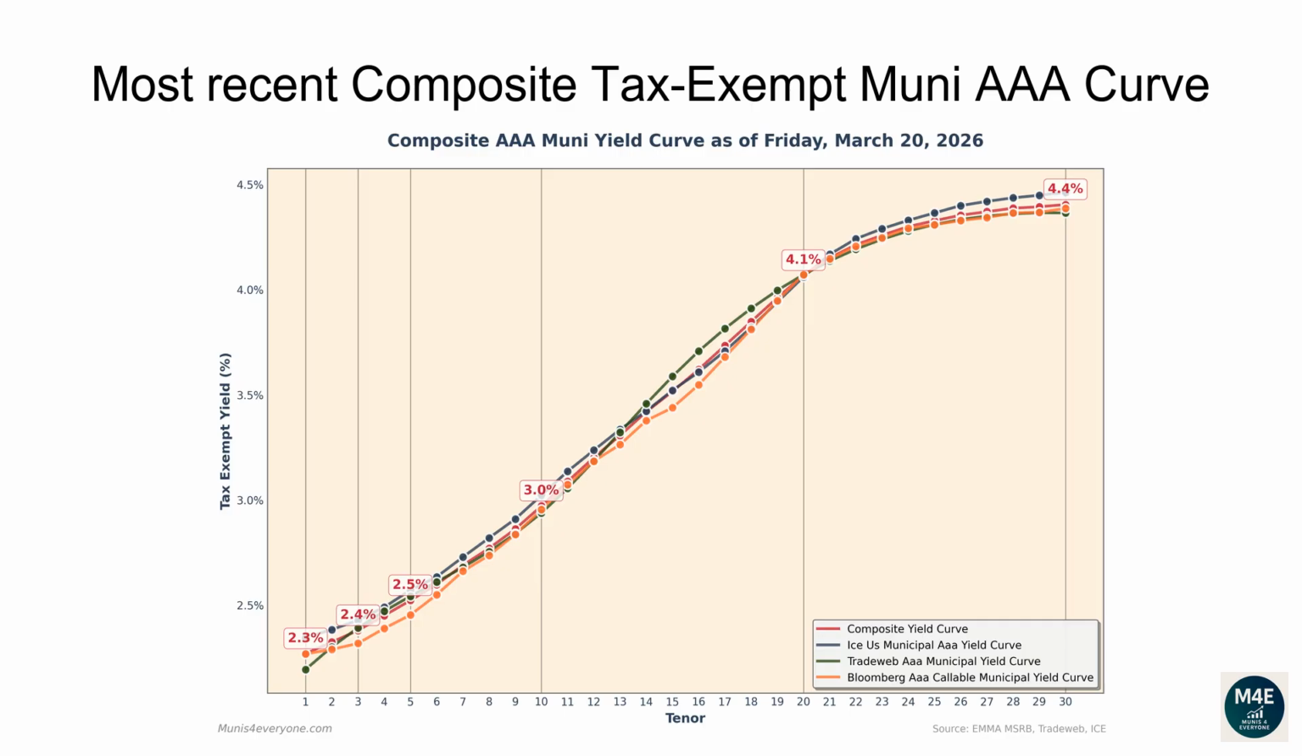The one-year composite tax-exempt yield is 2.27%. The two-year yield is 2.33%. The three-year yield is 2.38%. The 5-year yield is 2.52%. The 10-year yield is 2.97%. The 20-year yield is 4.07%. The 30-year yield is 4.4%.